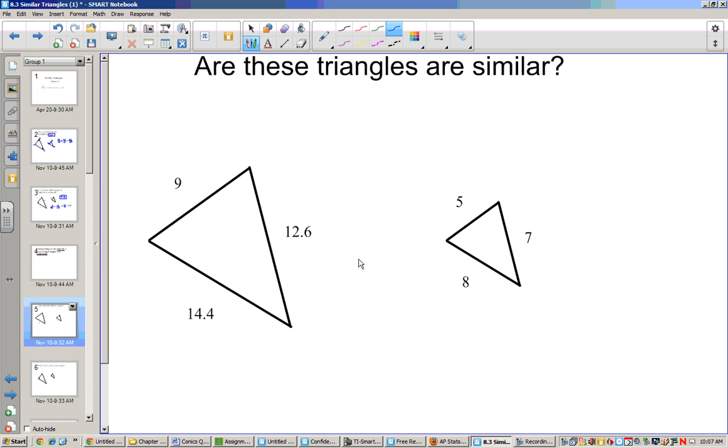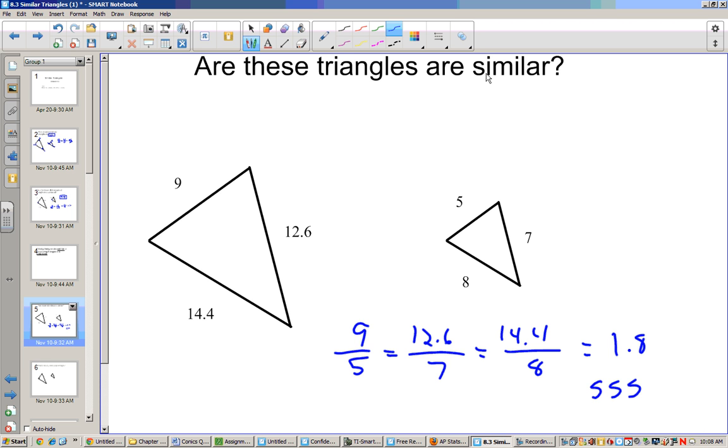So let's look at this. Are these two triangles similar? So 9 matches up with 5, so 9 over 5, 12.6 over 7, and 14.4 over 8. Now if I divide each of those, 9 divided by 5 gives us 1.8. 12.6 divided by 7 gives us 1.8. 14.4 over 8 also gives us 1.8. So since they all equal 1.8, by side, side, side, we know that these triangles are similar. Now, this is all the work that you'll need to show that these are similar.